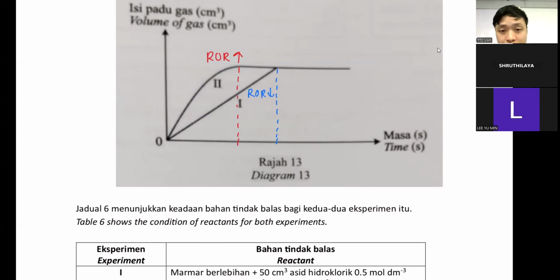This is the first part of the graph. Understand? It means there must be one factor that causes the second reaction to be faster. I mean, don't say faster, say higher rate of reaction. First one, lower rate of reaction. Okay? Kadar tindak balas rendah. Okay?